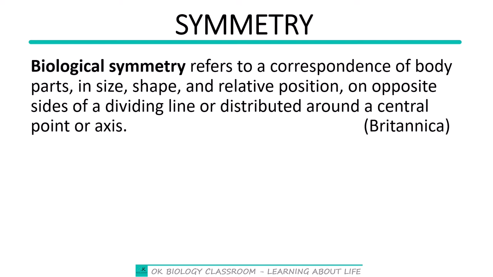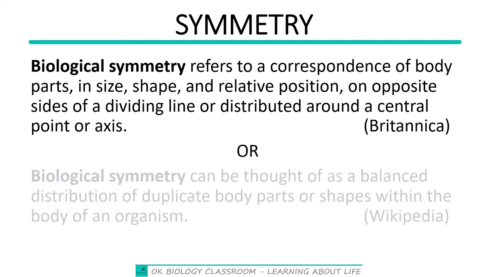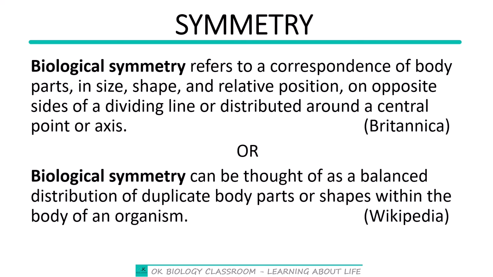Symmetry. And there are two definitions of symmetry that I want to look at. Biological symmetry refers to a correspondence of body parts in size, shape, and relative position on opposite sides of a dividing line, or distributed around a central point or axis. This is a definition from Britannica. Then we can take another definition from Wikipedia that says biological symmetry can be thought of as a balanced distribution of duplicate body parts or shapes within the body of an organism.